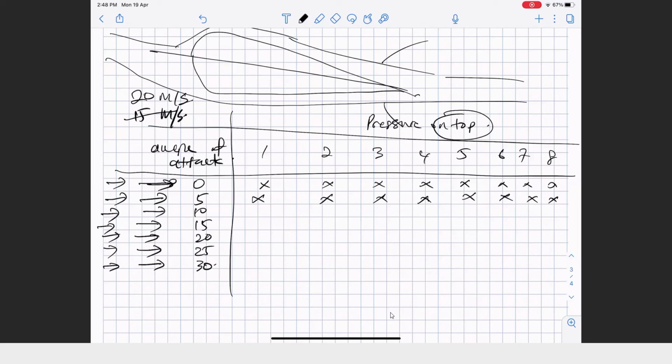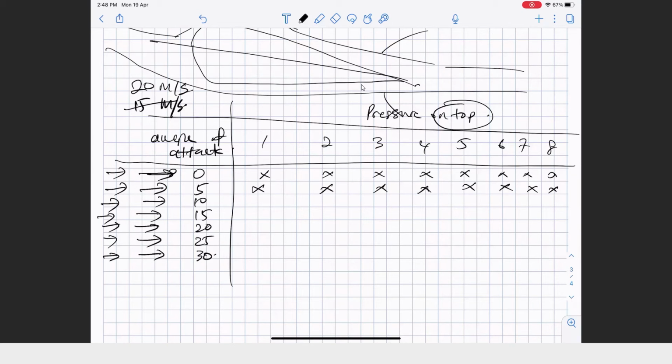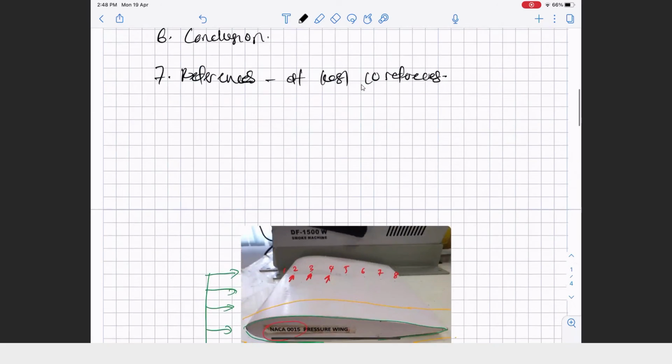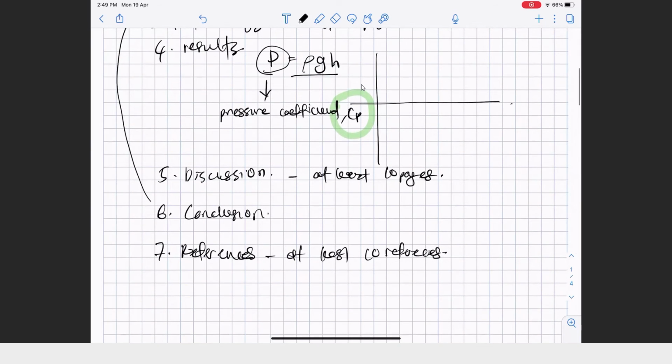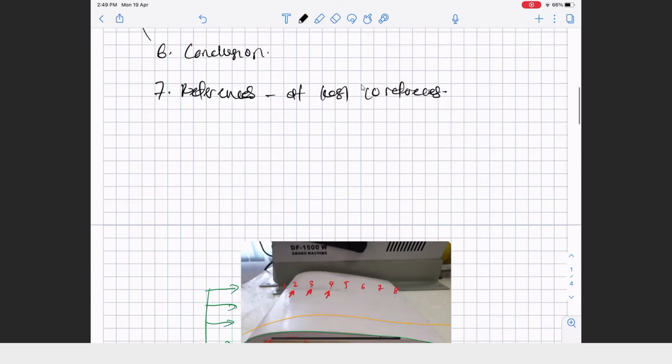Okay, so carry on. When you have this pressure on top and on the bottom of the aerofoil, I told you before that the pressure cannot be used to plot in the graph. The usual way to plot the graph is by using CP, that is the pressure coefficient. If you Google pressure coefficient, then you find out the formula.